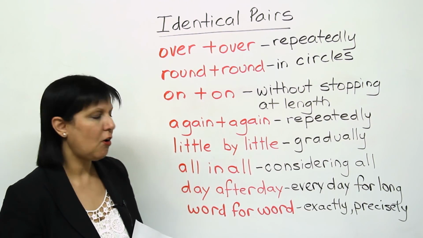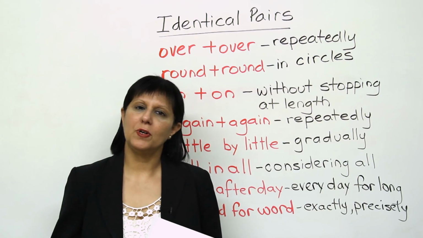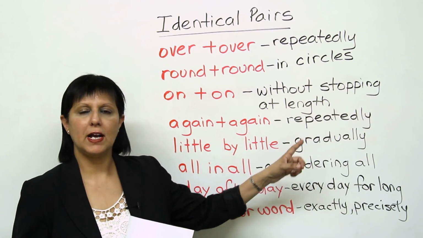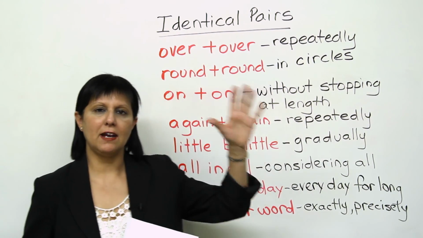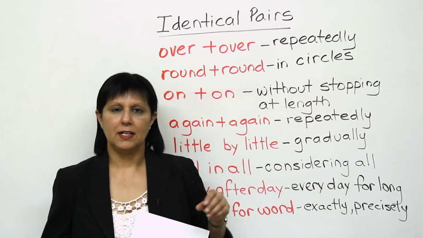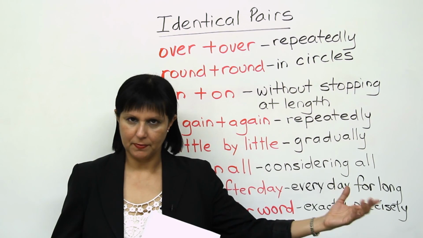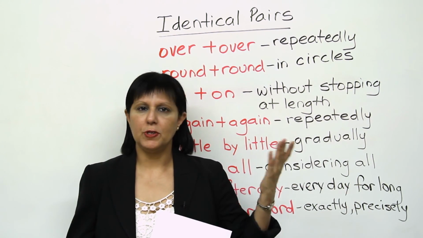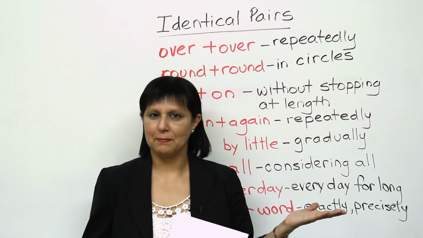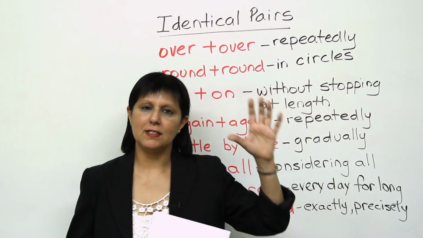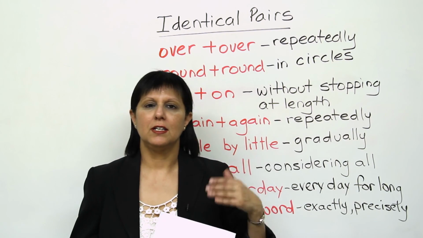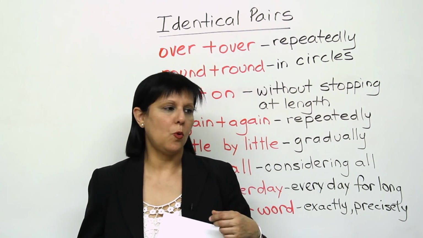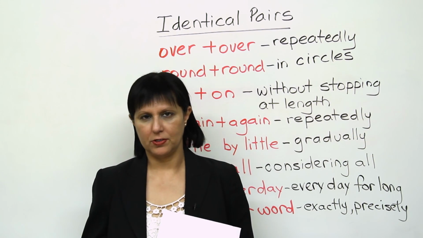Next expression, all in all. So what does that mean? All in all means that when you consider everything, or when you take everything into account, you come to some conclusion. So, for example, all in all, I think we should buy this house. What does that mean? It means after considering all of the different factors, you believe that you should buy that particular house or sign that deal or so on.